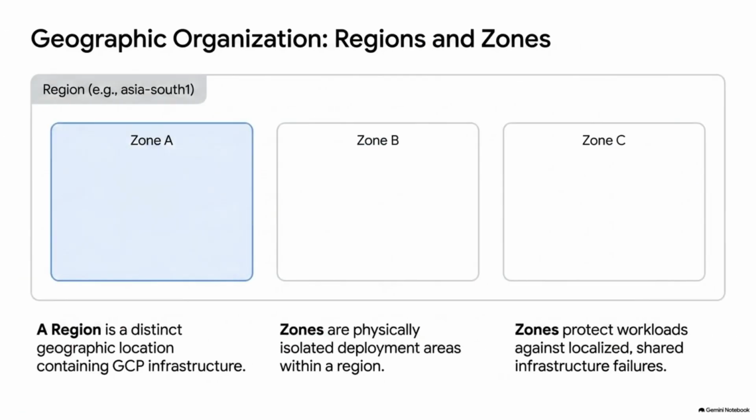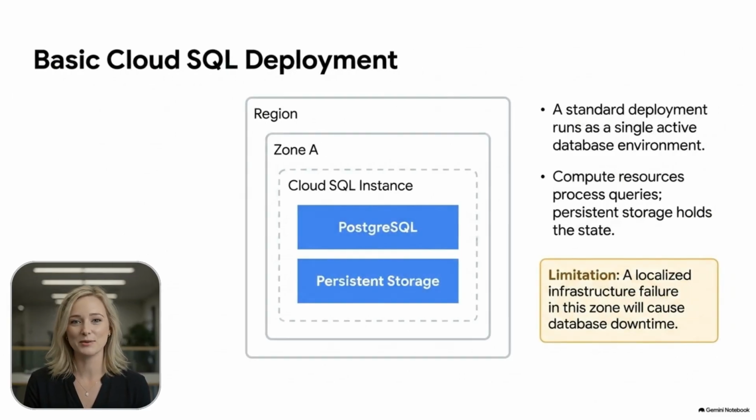Google Cloud organizes infrastructure into regions and zones. A region is a distinct geographic area, while zones are physically isolated deployment areas within that region. This structure helps protect your workloads against localized infrastructure failures. A basic Cloud SQL deployment runs as a single active database environment in one zone. While efficient, a major limitation is that a localized infrastructure failure in that specific zone will lead to database downtime.